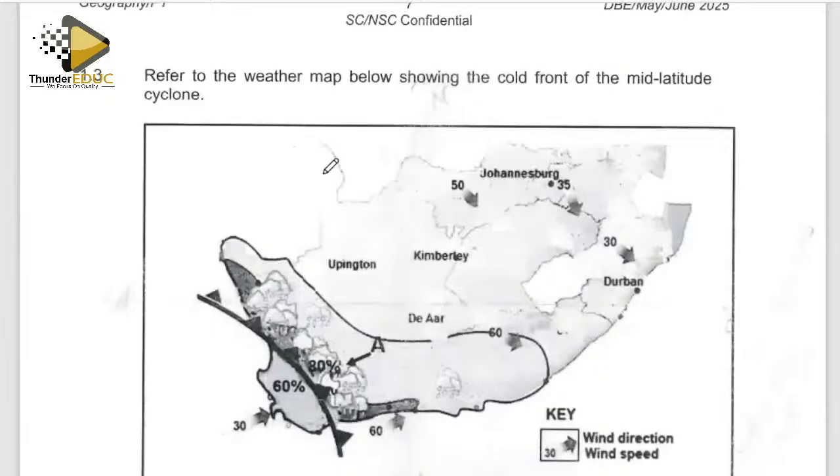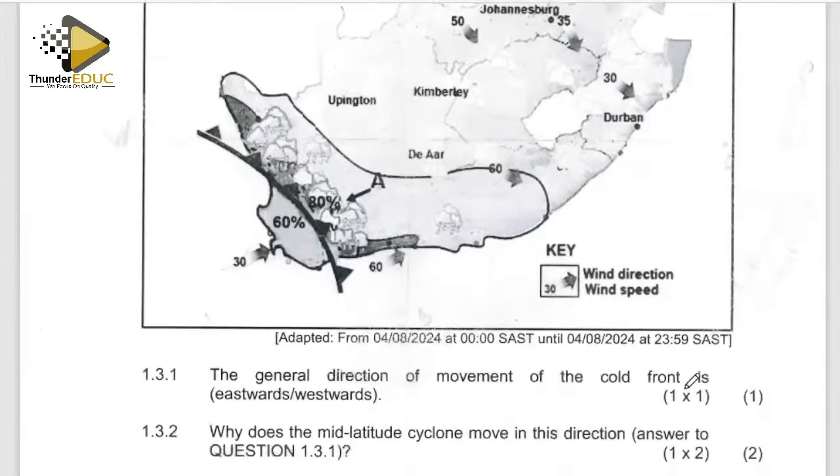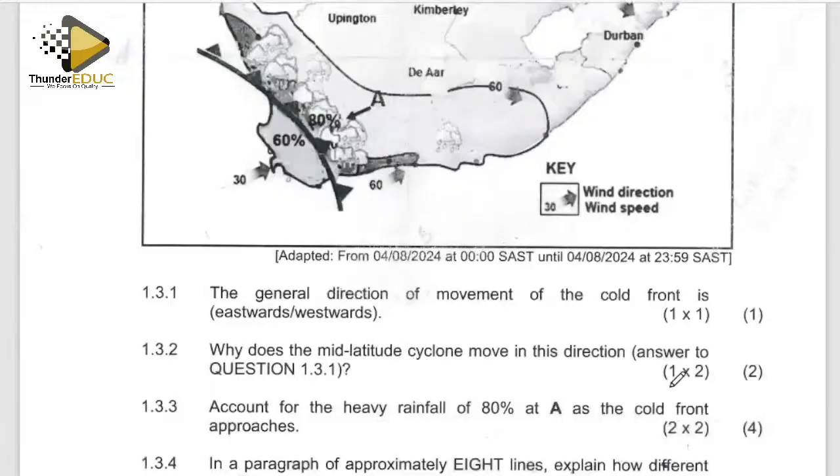The next question refers to the weather map below, showing the cold front of the mid-latitude cyclone. Right, we are seeing that there is a cold front here, which is moving in that direction according to the key which is indicated here. So we are seeing the coming of the cold front over the Western Cape region of South Africa, which is apparently affecting places in the western coast, and with high chances of rainfall at 80%. So we want to use that information to answer the questions.